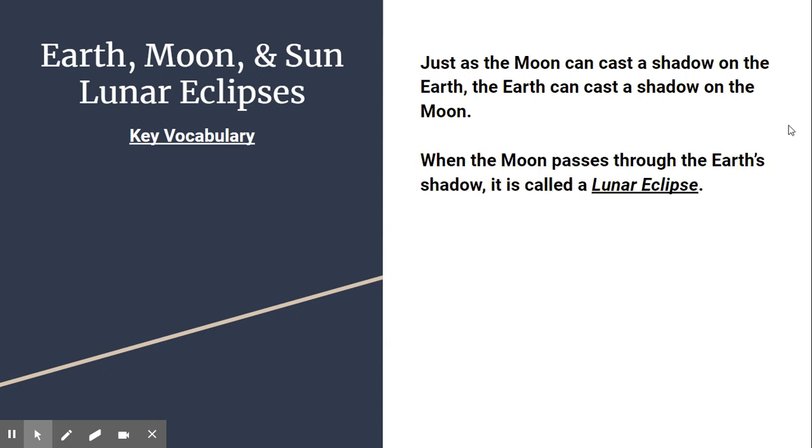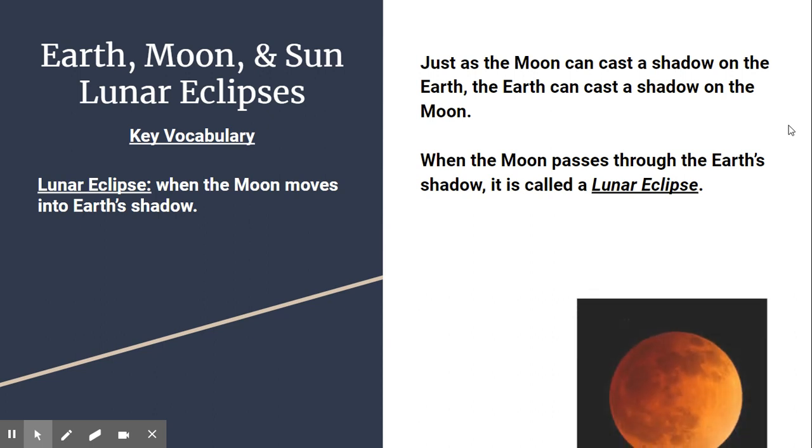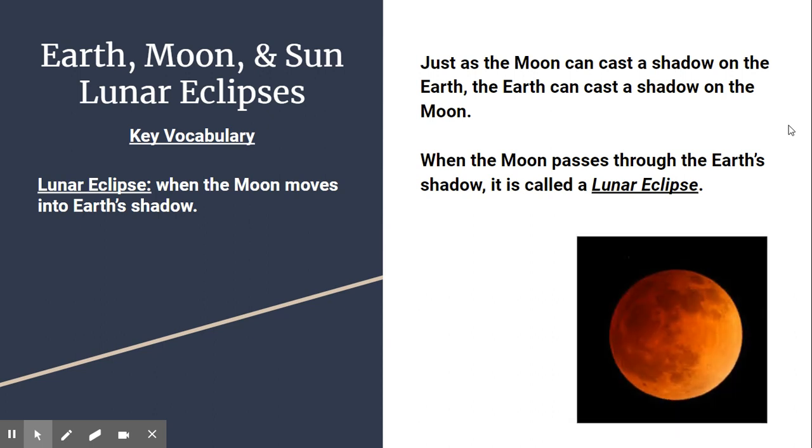This is what we call a lunar eclipse. Lunar is a term meaning moon. So the moon becomes eclipsed, and this is defined as when the moon moves into Earth's shadow. It makes the moon look something like this.